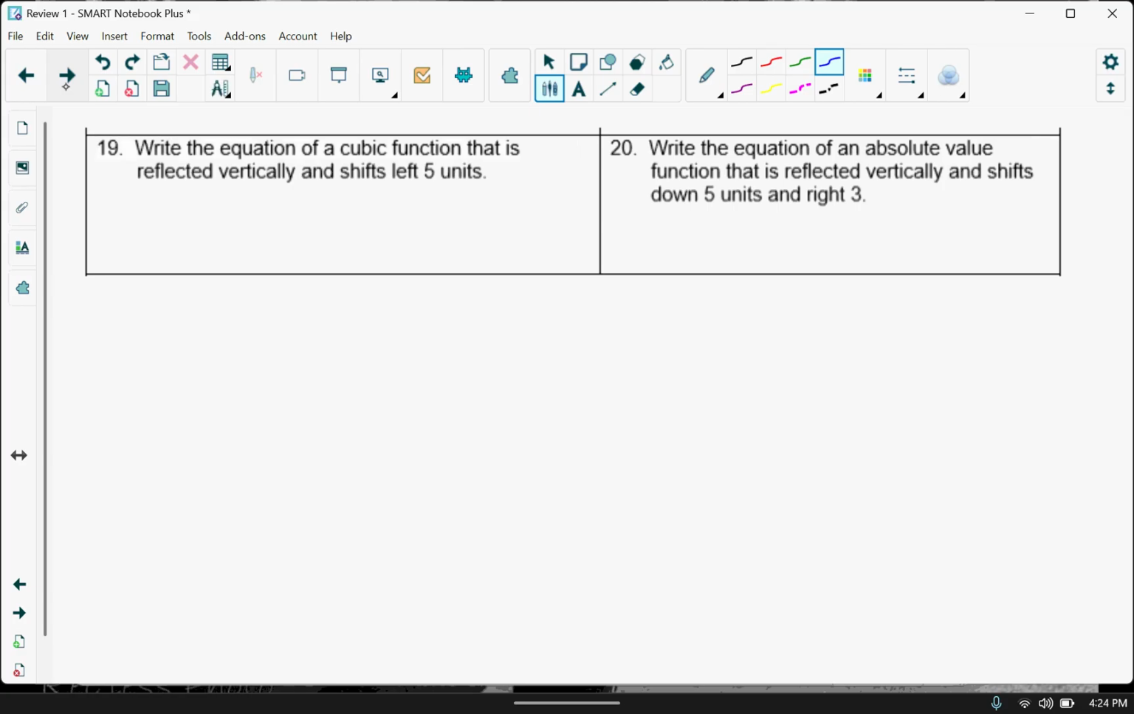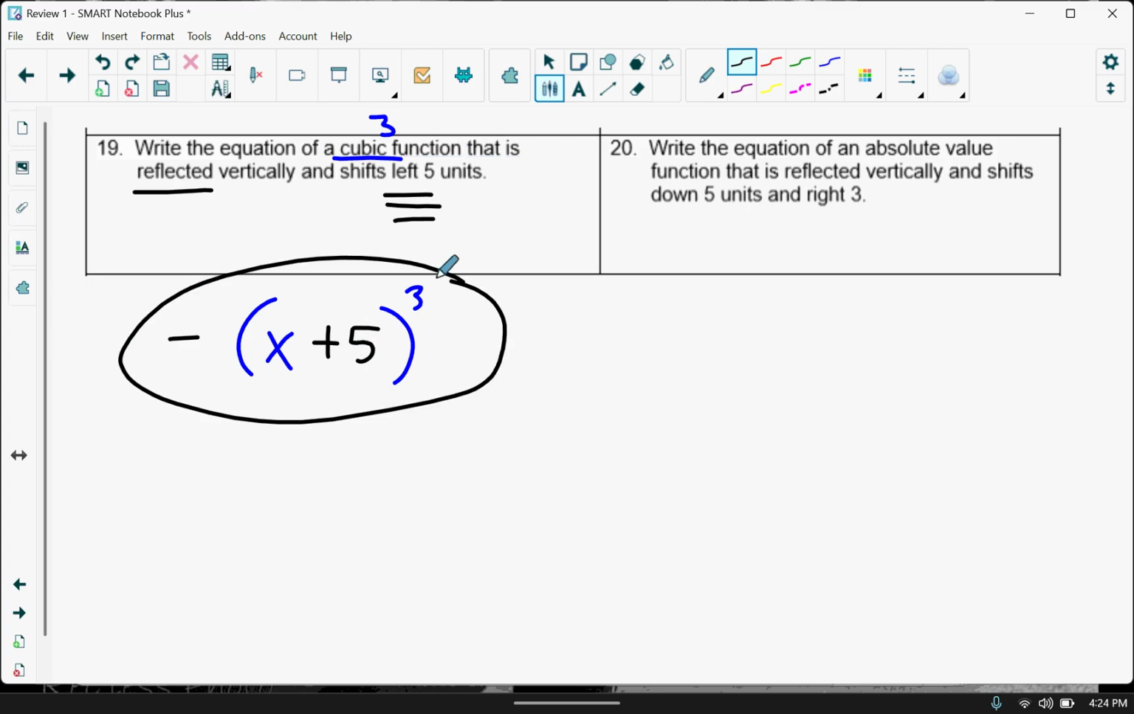Okay, number 19. Number 19 says, write the equation of the cubic function. Now, a cubic function means to the 3rd power, so I'm going to put parentheses with an x in it, and I'm going to put an exponent of 3 on the outside. It says reflected, that means a negative, and then it says shifted left. Left means it has to go inside with x. Left 5 would be -5, but I don't trust them, so I'm going to put a +5. And that's the answer. I end up with negative parentheses, x plus 5, close parentheses, to the 3rd power.